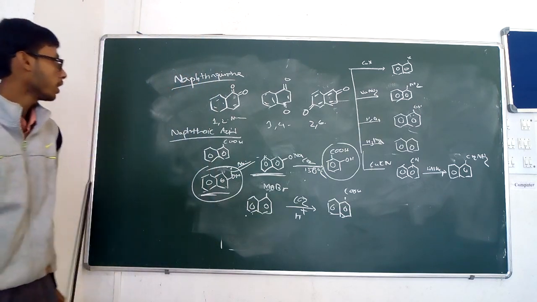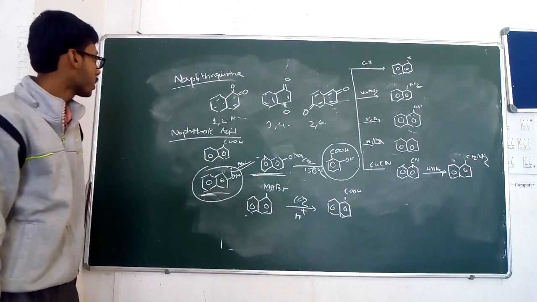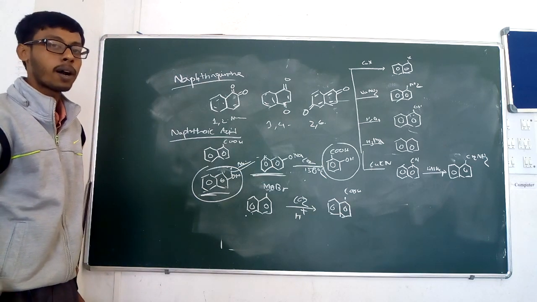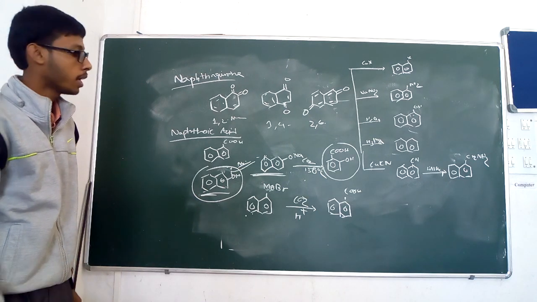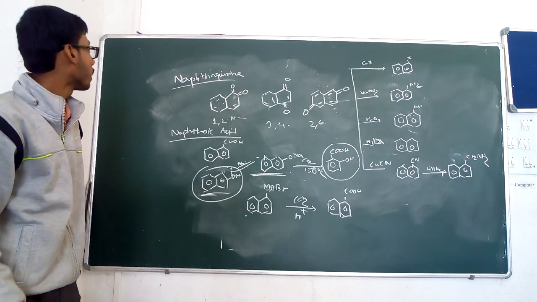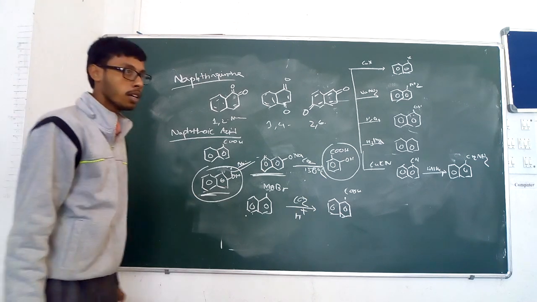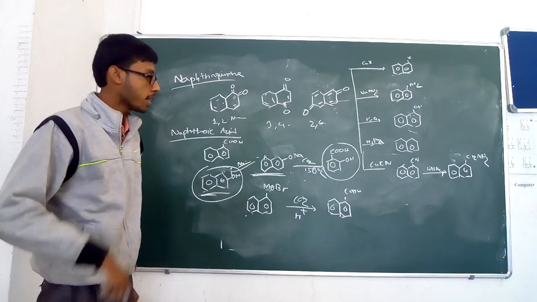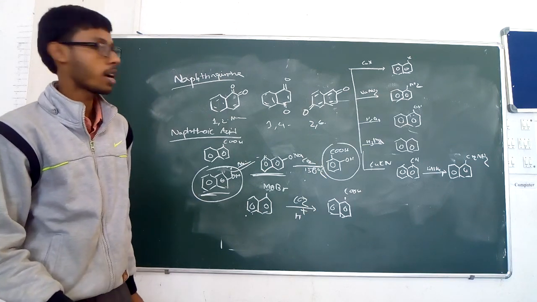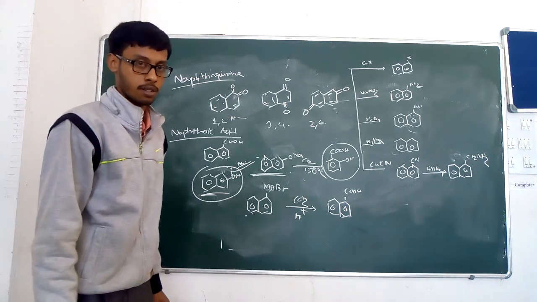So we have studied naphthalene, its structure, and after that its synthesis, and further we have studied the various naphthalene derivatives like naphthol, naphthylamine, naphthaquinone and naphthoic acid. That's all about naphthalene. Next we will discuss the next polynuclear hydrocarbon, that is anthracene.